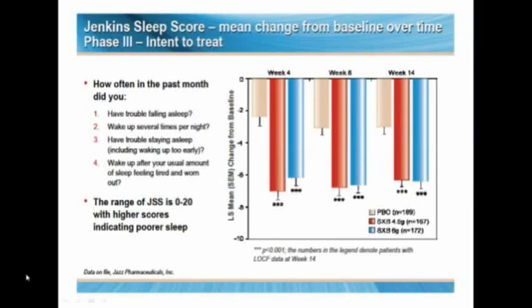This shows the Jenkins sleep score. So a negative score is better with this particular scale. The placebo is in beige, and the treatment groups are in the red and blue. And we can see from the very beginning there's a very significant improvement in their sleep. So not only does it improve pain, but fatigue and sleep as well. Next slide.